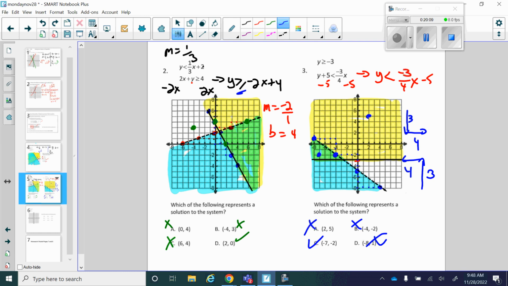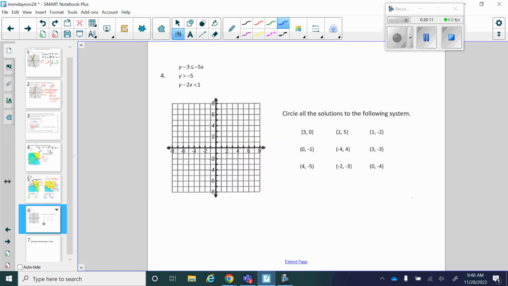All right. The last one I want to get to: we have 3 graphs, 3 equations now, so we can find where all 3 areas overlap. Okay, let's go to the first one. Again, I'm going to solve for y, so I'm going to add 3 to both sides. When I do that, I get y is less than or equal to -5x plus 3.